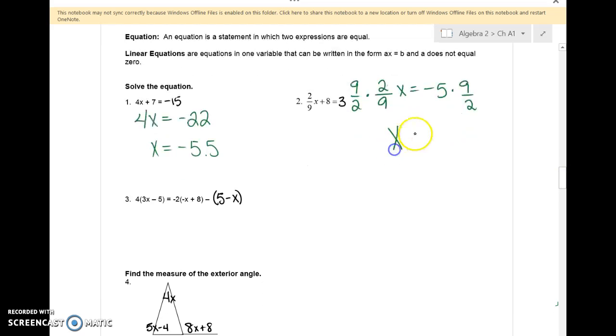You just have x. On the right side, think of this as negative 5 over 1. You do negative 5 times 9, which is negative 45, divided by 2 to get, is it negative 22.5?